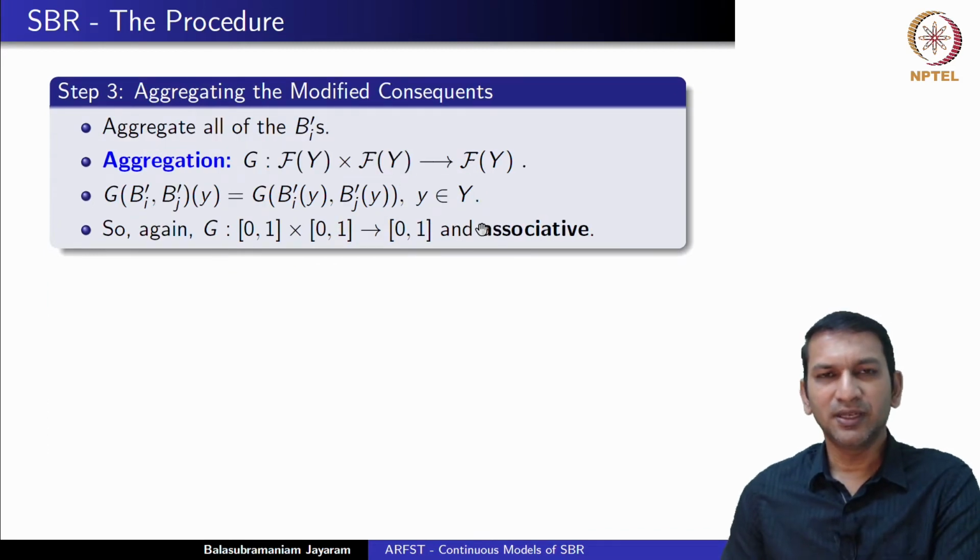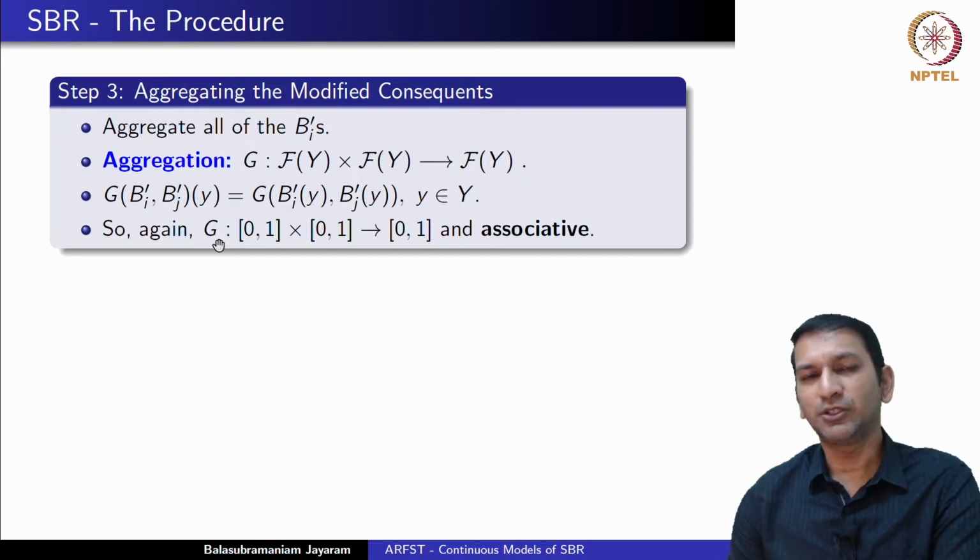In the third step, all of the modified consequent fuzzy sets, Bi dashes, are aggregated using a function g. For this, we use a function g which takes two or more fuzzy sets on Y and gives us out a fuzzy set on Y. We have seen that this g can be considered once again as a binary function on [0,1] along with the associativity property.